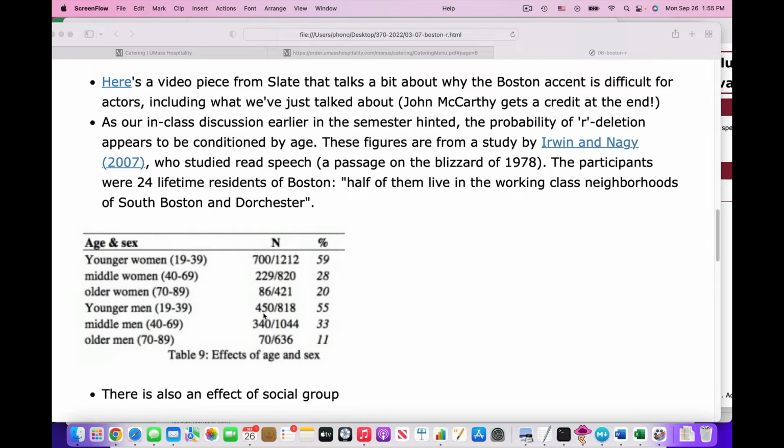The participants were 24 lifetime residents of Boston, and it's noted that half of them lived in the working class neighborhoods of South Boston and Dorchester. The percentage here is the percentage of times the R was preserved in the deleting environment, and you'll see that you get a higher percentage of R being pronounced in younger women than women in the middle range of the age bracket. And then there's more pronunciation of the R than older women. Same pattern with men, and then there is also some difference between the men and the women.